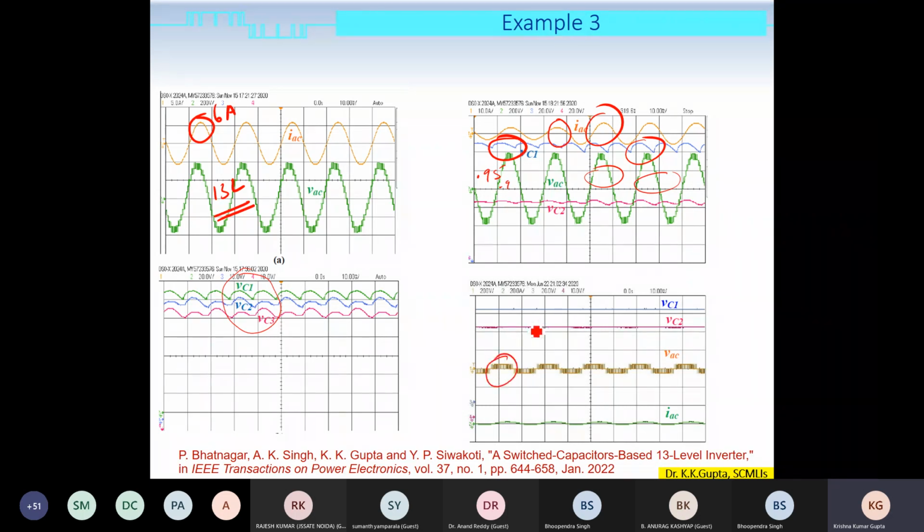Here the modulation index is very low. So as you decrease the modulation index, the number of levels will get reduced. The modulation index is reduced to such a level that the output voltage has only 3 levels. Still, the capacitor voltages are maintained at the specified value. So this is important here. It is natural because you are bringing the capacitors in parallel with the source.